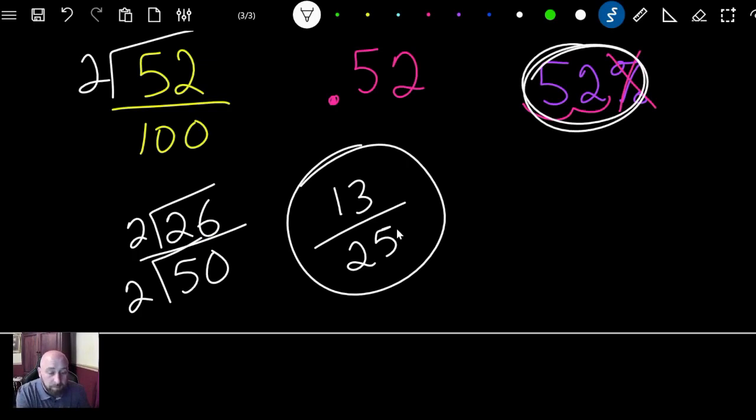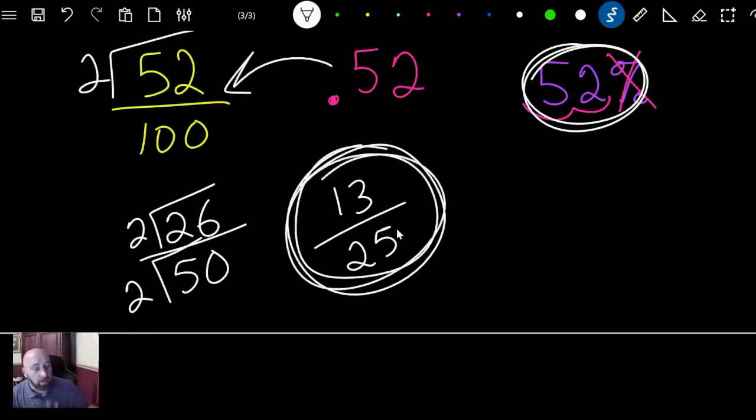52%, move the decimal 2 places, equals 0.52. Put it over 100 and reduce it, and you get 13 over 25. All right, hopefully you learned something there. If you missed anything, make sure you slide it back. We crammed 2 lessons into one, so there's a lot of information there, so make sure that you work hard.